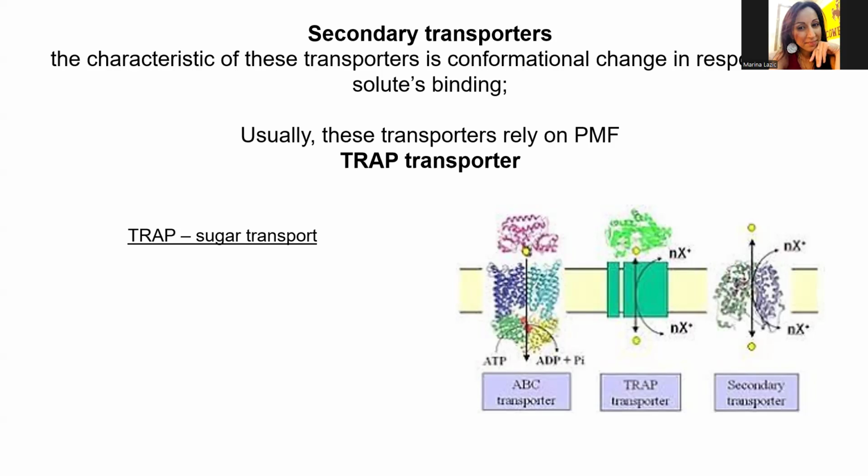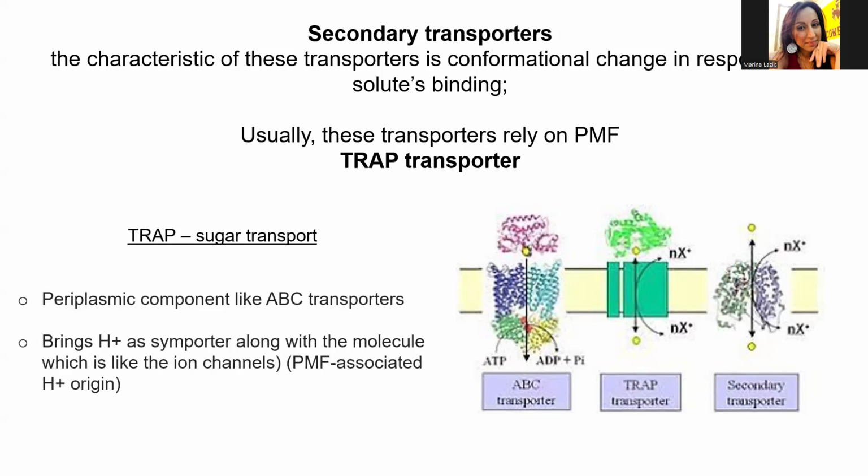The periplasmic component is similar to ATP-linked transporters, but it's not the same. They just have similar structures. What is characteristic of this transport is that it functions as a symport where a hydrogen ion is bound alongside the sugar, and because it's a hydrogen ion, we say it's PMF linked. So it needs to have that PMF gradient.